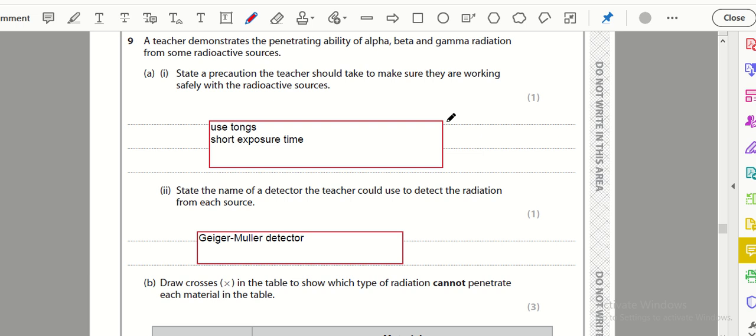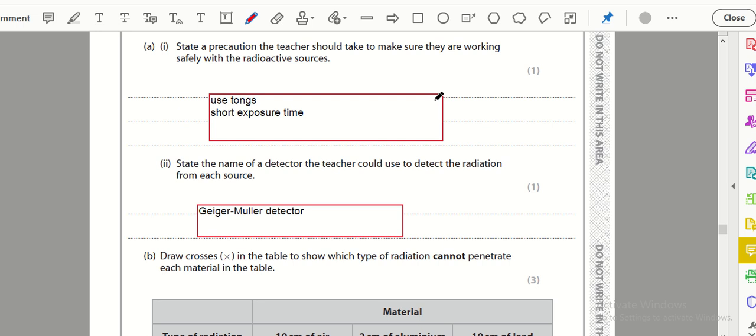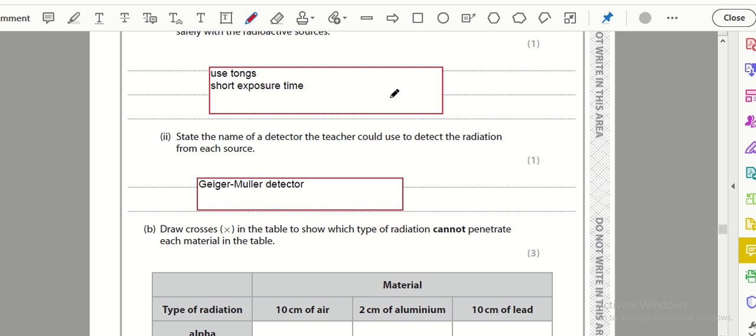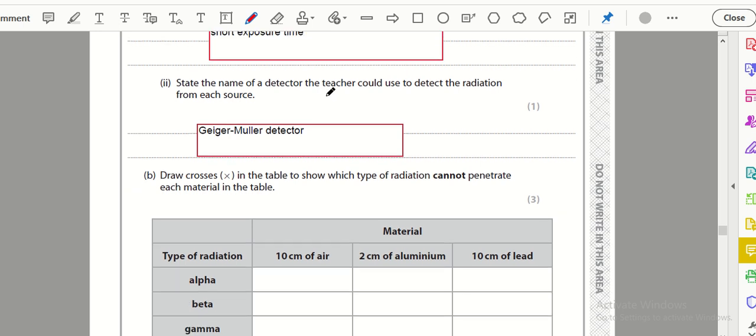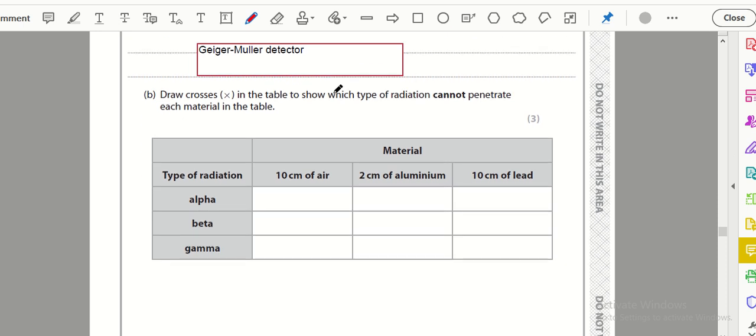Teacher demonstrates penetrating ability of alpha, beta, and gamma. State precaution to make sure they are working safely. Use tongs or leave a distance between students and sources, and make the exposure time as short as possible. State name of detector teacher uses. This is a Geiger-Müller detector.